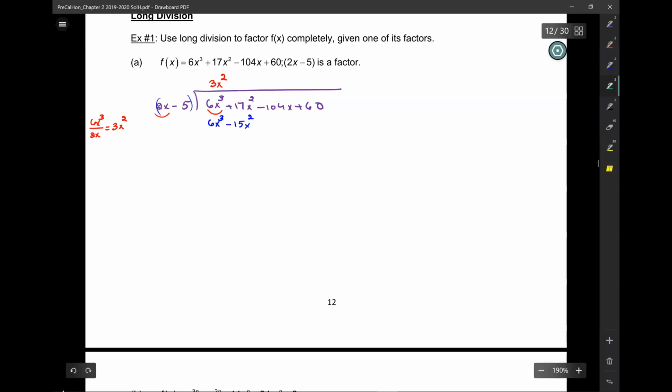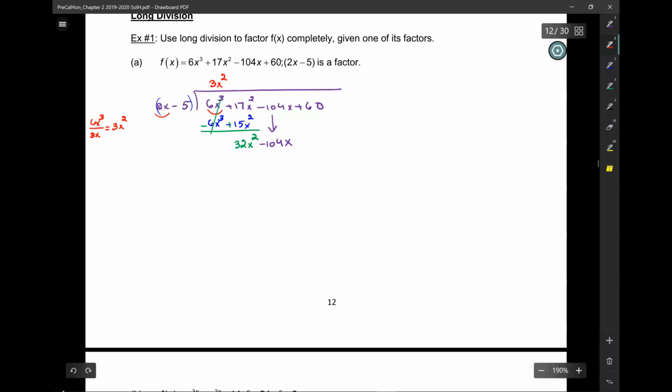Okay, I'm going to change the signs, and now all I need to do is add. And so here I get 32x squared. Now I bring down the negative 104x. And then the whole process starts over again. It's like an algorithm. This is the best thing to write computer programs for. It's the repeating algorithm.